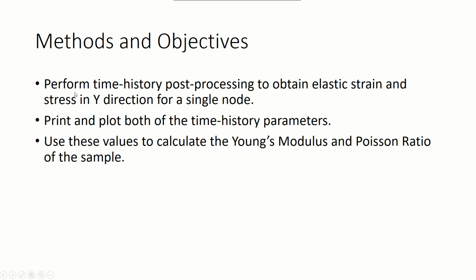Next thing is to perform time history post-processing, and we want to obtain the elastic strain and stress in the y direction for a single node, and then print and plot those, and then use those values to find the Young's modulus and Poisson ratio of the sample, which for this case, because it's linear elastic, we're expecting to have the same values that we give in the material properties. But in case we had a laminated composite material, then this would give us the Young's modulus and Poisson ratio in different directions for the composite material. Now, with that being said, let's go to ANSYS and solve this problem.